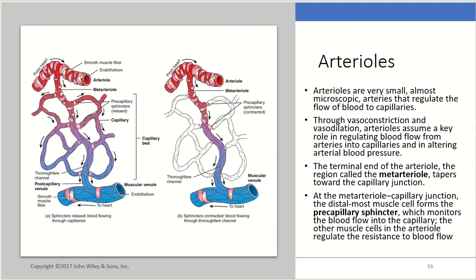The terminal end of the arterioles is called the meta-arteriole, and it's going to taper towards the capillary junction. At the meta-arteriole capillary junction, where those two meet up, the distalmost muscle cells are going to form a precapillary sphincter. These are going to monitor the blood flow into the capillaries, and the various other muscle cells in the arterioles are also going to regulate the resistance to blood flow.